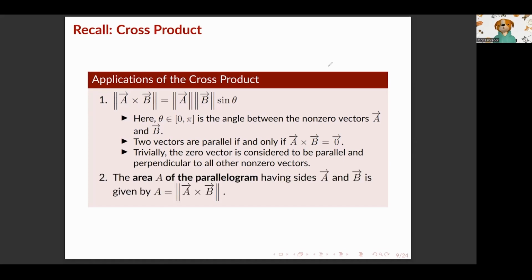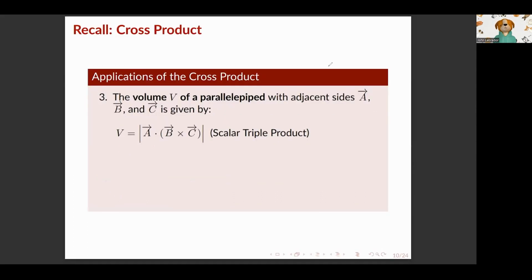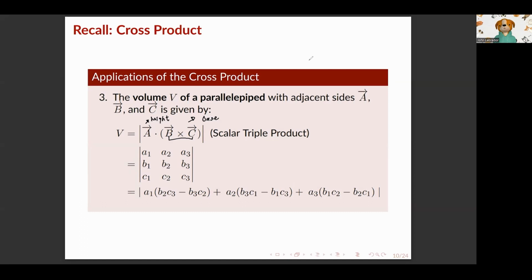The second application of the cross product is that we can find the area A of the parallelogram having sides vectors A and B, which is given by the norm of the cross product. We can extend this idea so that we can find the volume V of a parallelepiped with adjacent sides A, B, and C. So it's given by the scalar triple product right here. Here, B and C is the base of the parallelogram, and vector A here is the height of the parallelepiped. Okay? So it is given by the determinant of this matrix right here.